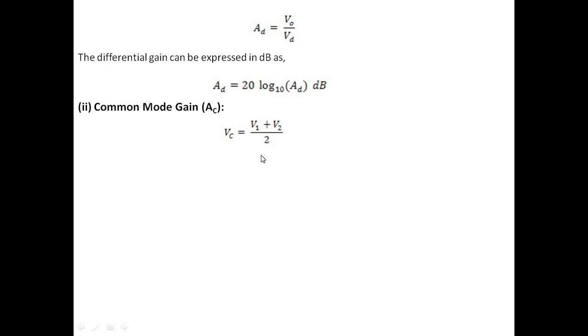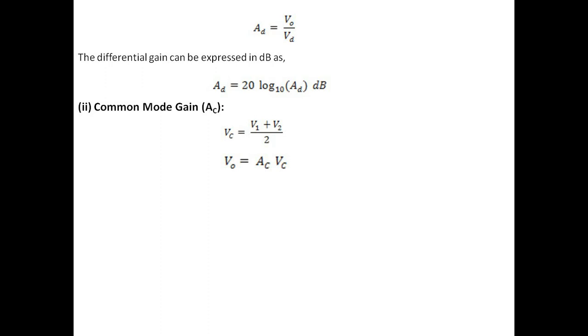V1 and V2 are the two signals we apply as input to the differential amplifier, and whatever signals are common in both V1 and V2, we call it the common mode, and it is called the common voltage. Vc is called the common voltage, which is equal to V1 plus V2 divided by 2, an average of the two signals. The signals which are flowing in the same direction in V1 and V2, we call common mode signals. Now we know the formula.